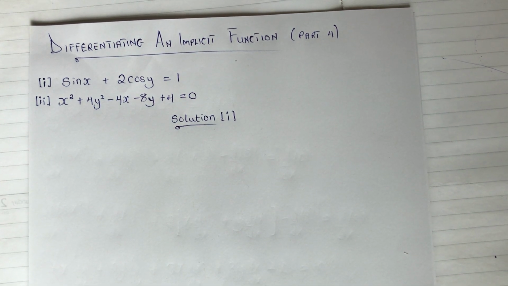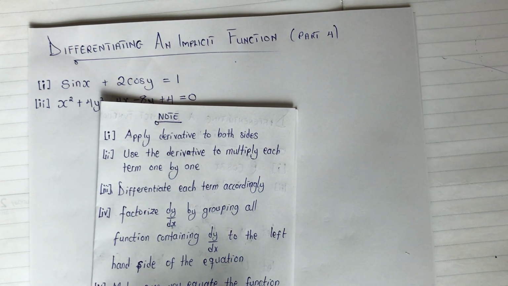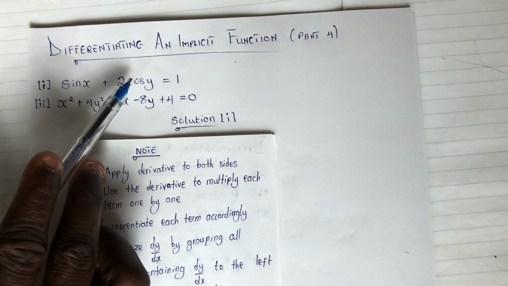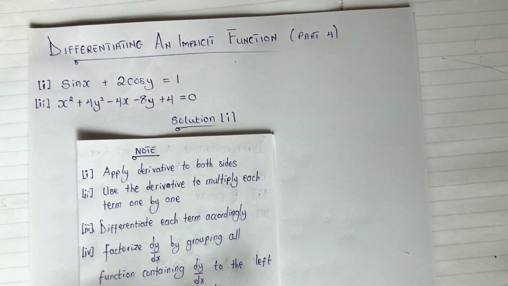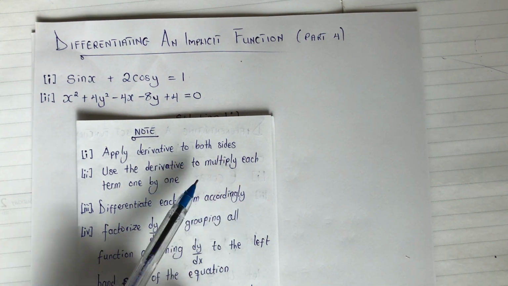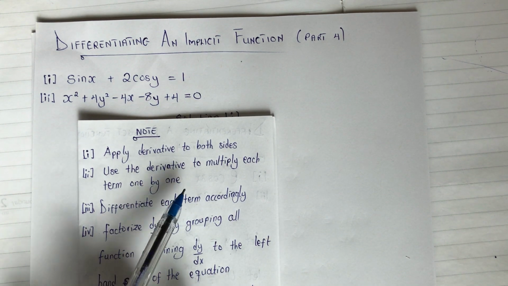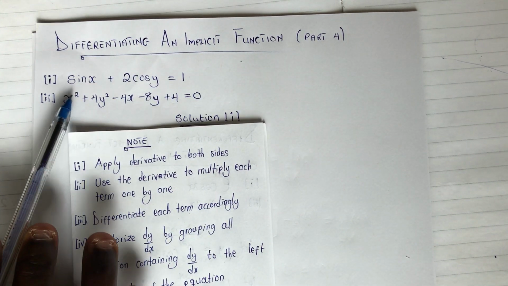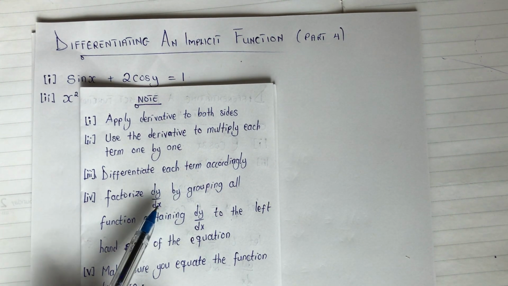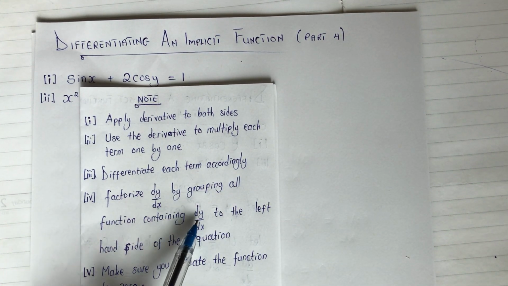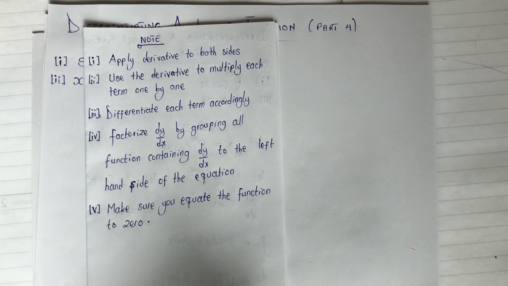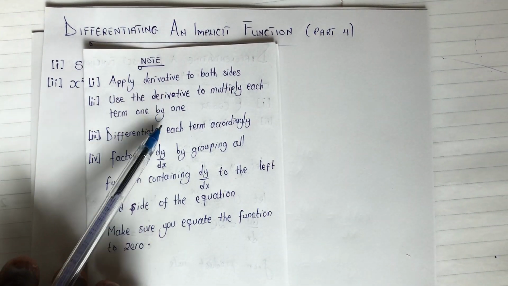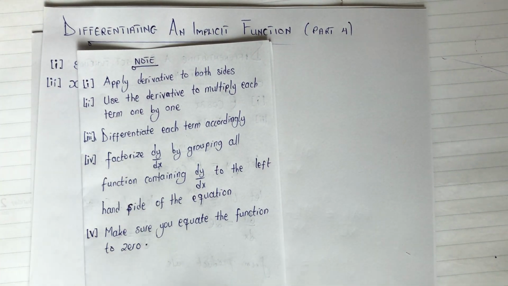For implicit functions, there are some basic rules that we should know. The first rule is to differentiate the function. You apply the derivative to both sides of the function, the right and left side. You use the derivative to multiply each term one by one. Differentiate each term accordingly. You factorize dy/dx by grouping all terms containing dy/dx on the left-hand side of the equation, and then make sure the equation is equal to 0. So these are the basic rules. As I go through, I will explain.